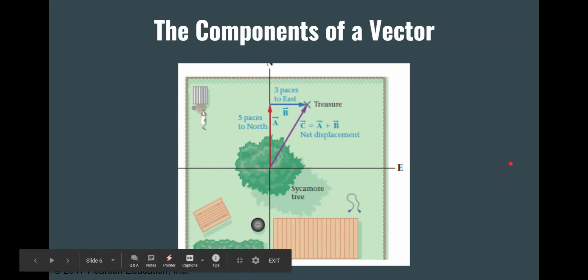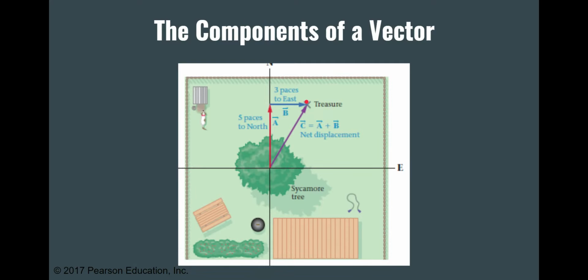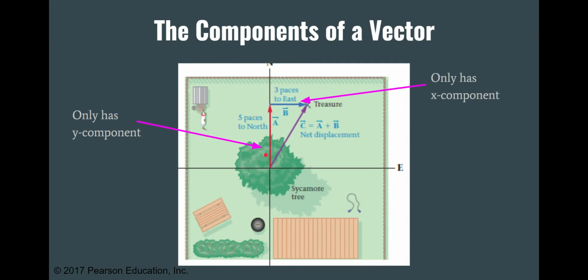I mentioned this, and now we're going to get a little more specific. So this purple vector is actually found by looking at our y and x components. So this vertical vector has only a y component. That is why it is only pointing in the y direction. And this one only has an x component, and that's why it's only in the horizontal direction, in the x direction.